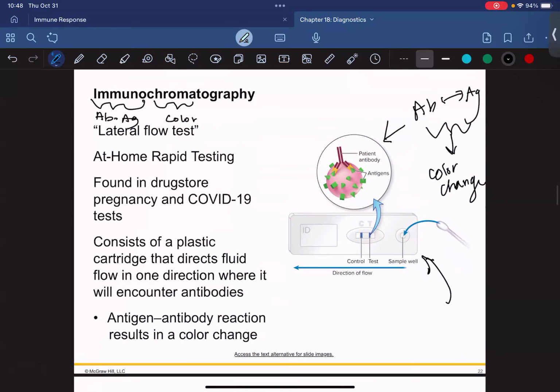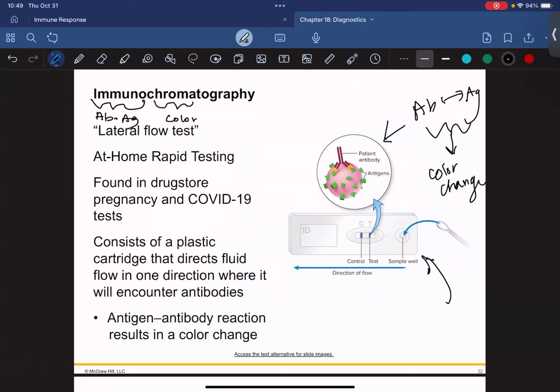All right, and that's all going to be dependent on if those antibodies are recognizing the antigens. Another test that we can do, this is not agglutination or precipitation anymore. Okay, we're moving on to a new thing. This is immunochromatography using antibody-antigen interactions. That's the immuno part. The chroma is dealing with color change. Chromatography often deals with something flowing through something else.